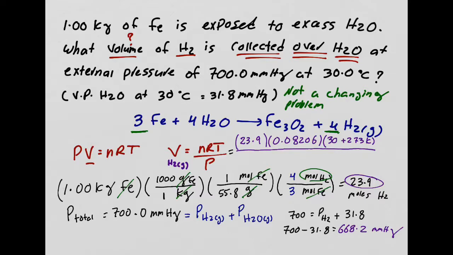So I'm going to come over here. So I have 668.2 millimeters of mercury. But what do I have to use? I have to convert it to ATM. 1 ATM is 760 millimeters of mercury. Okay, perfect. If I plug everything in, hopefully you get the same answer as me, 676 liters. Because this equation gives you liters.